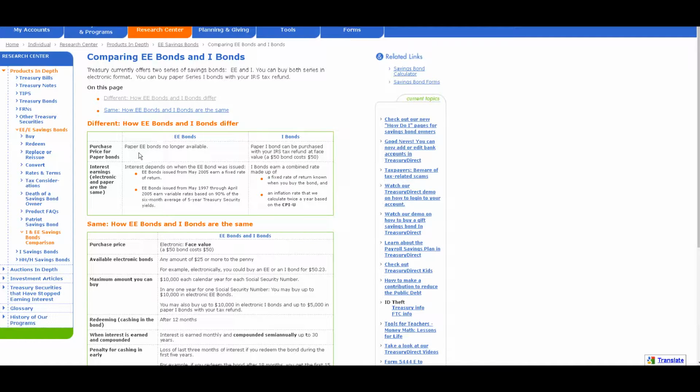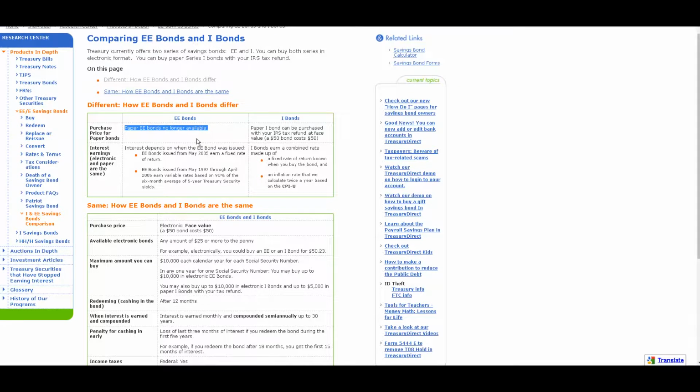They are both electronic. Let's just start off by saying that paper EE bonds are no longer available, but I bonds are still electronic through the website. All website purchased bonds are electronic, but you can still purchase paper I bonds through your IRS refund at the end of the year. So that's the main thing there, how they're different.